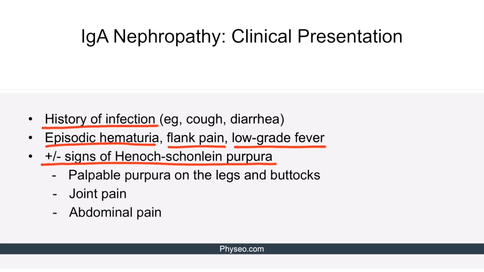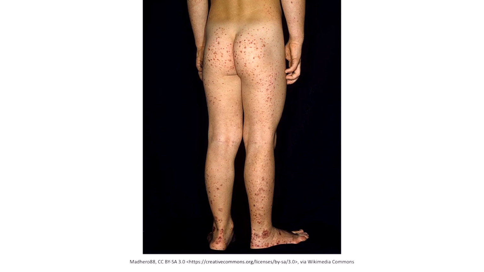Henoch-Schönlein purpura is characterized by palpable purpura on the legs and buttocks, joint pain, and abdominal pain. This is an image of the patient with Henoch-Schönlein purpura. Please note these palpable purpura on the legs and buttocks.